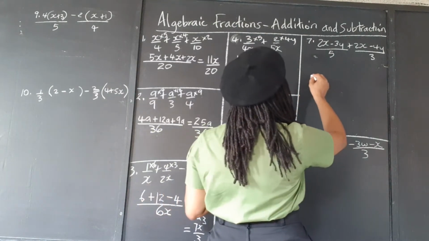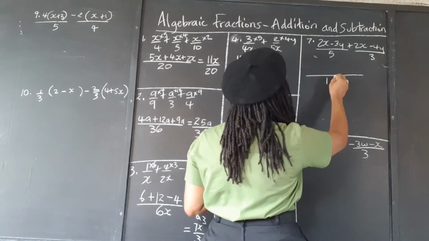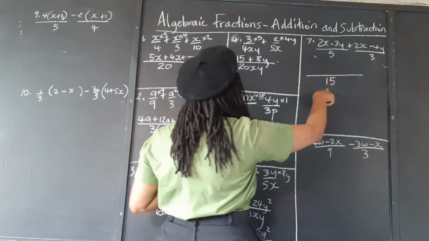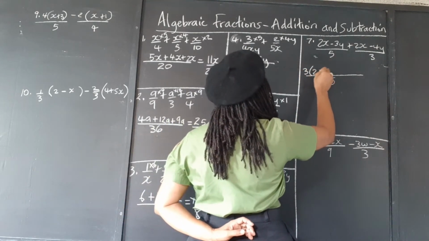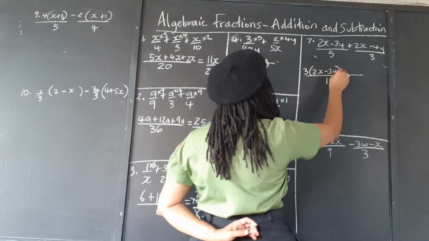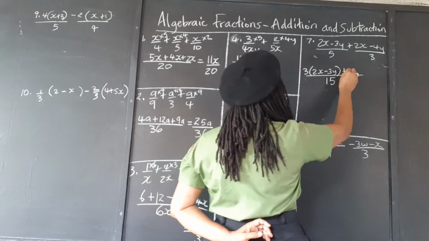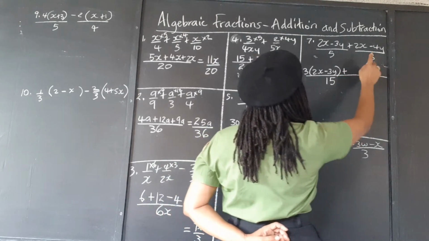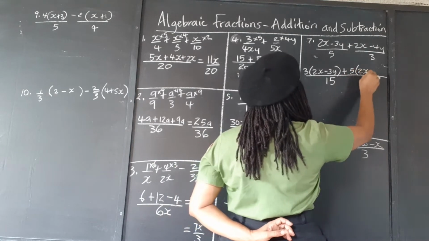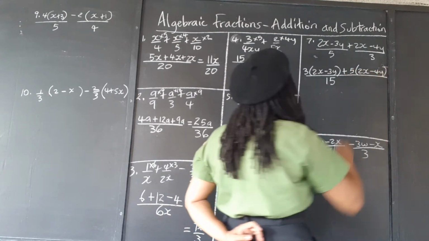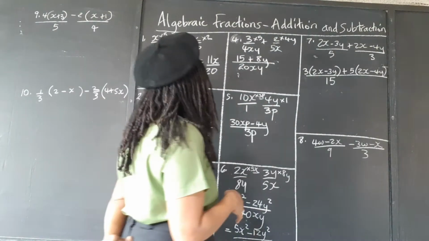So we would have, the LCM is 15. So 5 goes into 15 3 times. We're going to bracket the 2x minus 3y because we're going to multiply each of these by the 3. 3 goes into 15 5 times, so we're going to bracket the 2x minus 4y. And we're going to expand those brackets using the distributive law.